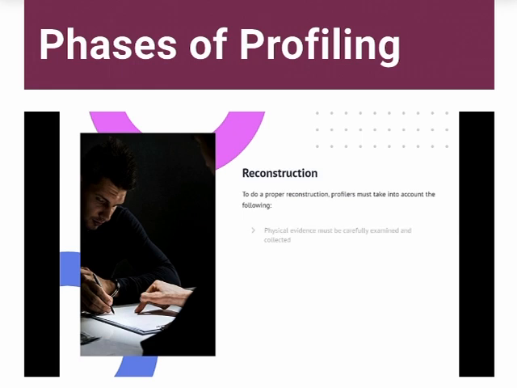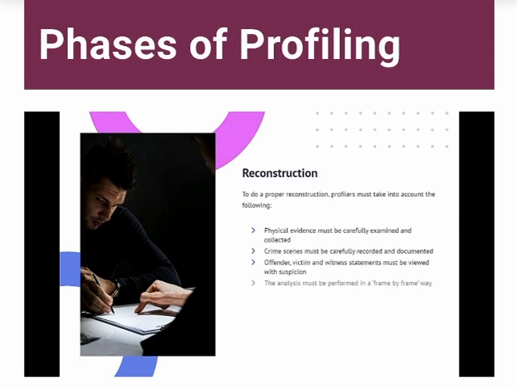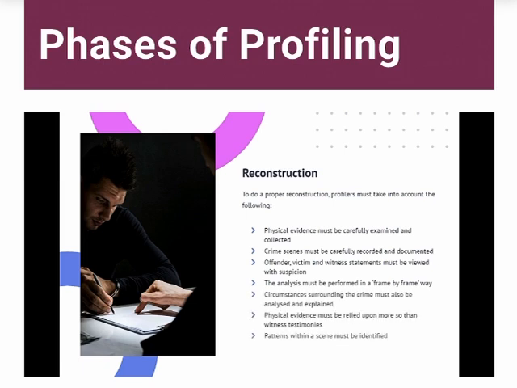To do a proper reconstruction, profilers must take into account the following. Physical evidence must be carefully examined and collected. Crime scenes must be carefully recorded and documented. Offender, victim and witness statements must be viewed with suspicion. The analysis must be performed in a frame-by-frame way. Circumstances surrounding the crime must also be analyzed and explained. Physical evidence must be relied upon more so than witness testimonies. Patterns within a scene must be identified. A logical system must be used to induct and deduct.